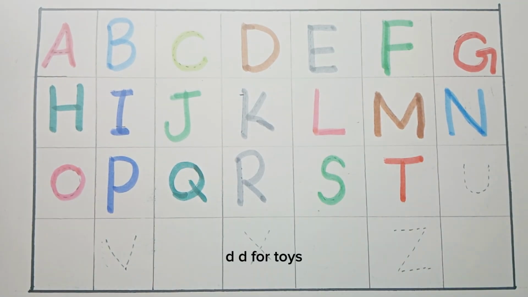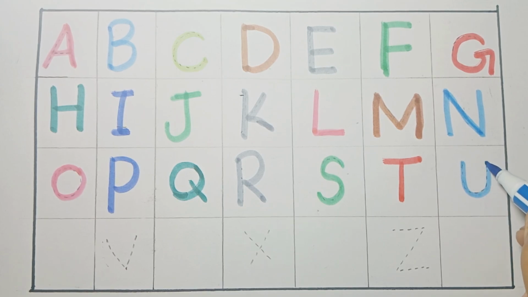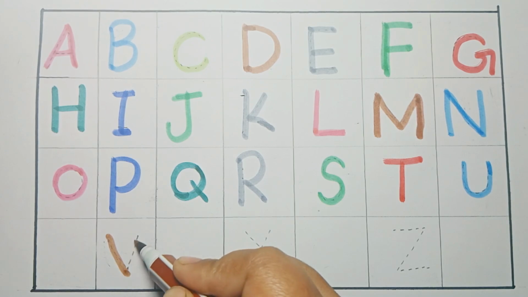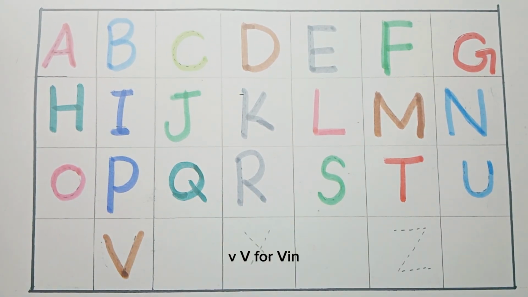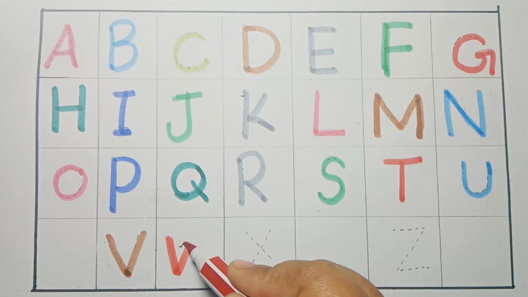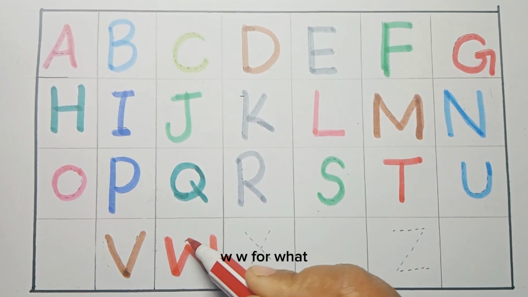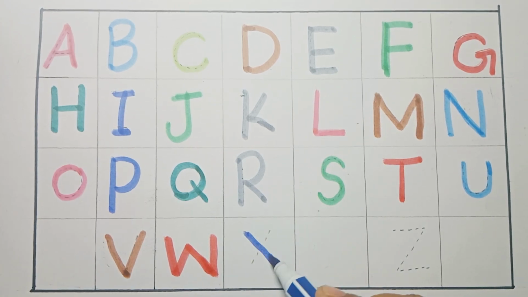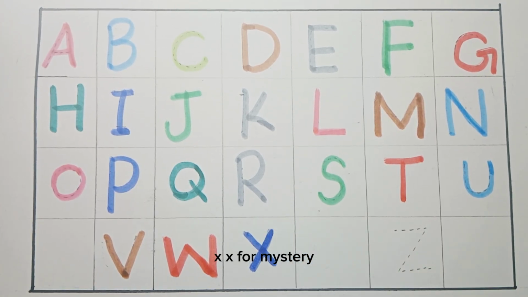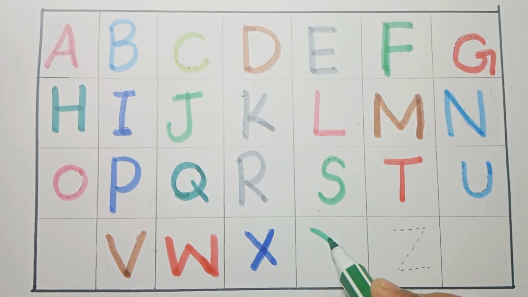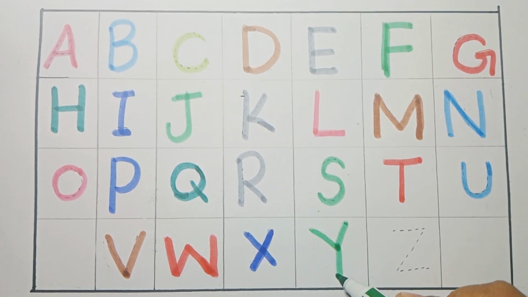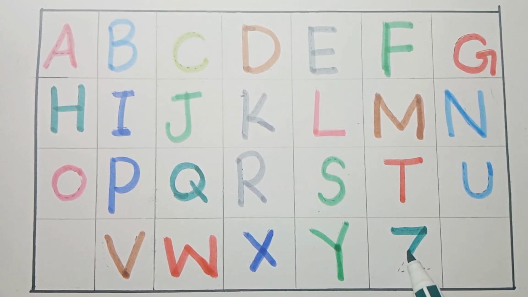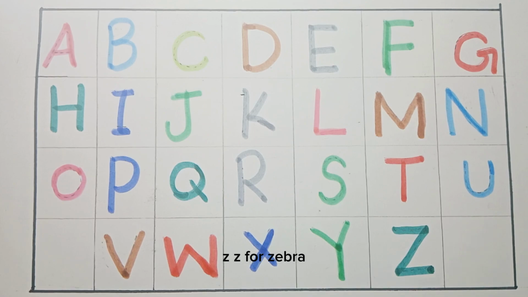T for toys, U for umbrella, V for van, W for watch, X for Xmas tree, Y for yo-yo, Z for zebra.